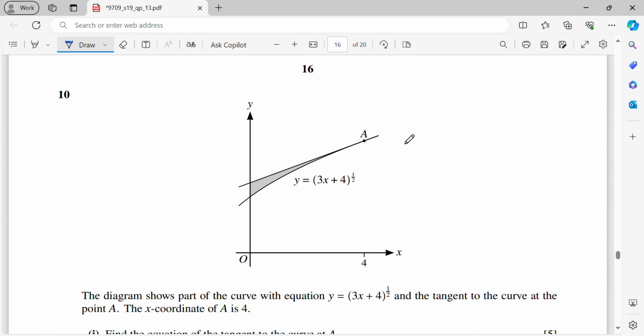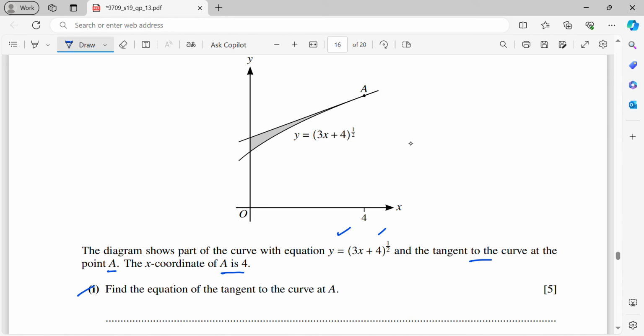Okay, for question number 10, the diagram shows parts of the curve with equation y equals (3x plus 4) to the power half, and the tangent to the curve at point A. The x-coordinate of A is 4. Now, first part, find the equation of the tangent to the curve at A. So for the equation of the tangent, we need the gradient of the tangent. The gradient of the tangent is dy/dx.